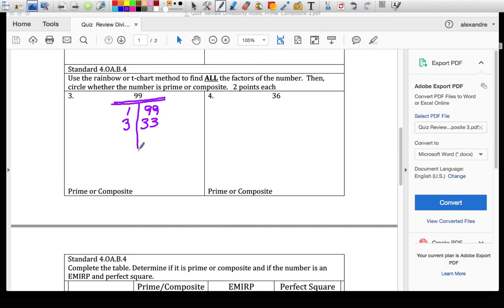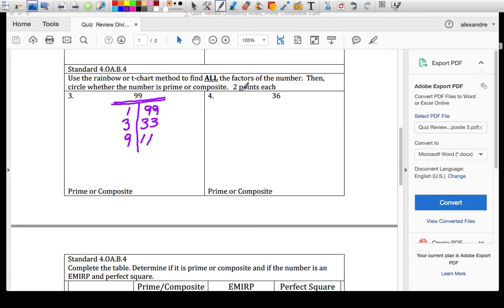No 4s, no 5s, no 6s, because 2 didn't work. No 7s, let's see. 7, no. No 8s. 9 will work. You can add 9 and 9, 18, divided by 9 is 2, so you know it's going to be divisible by 9. 9 and obviously 11. And that's about it.